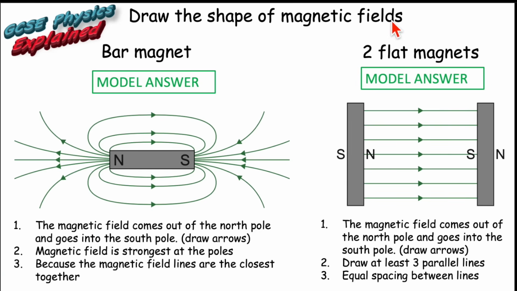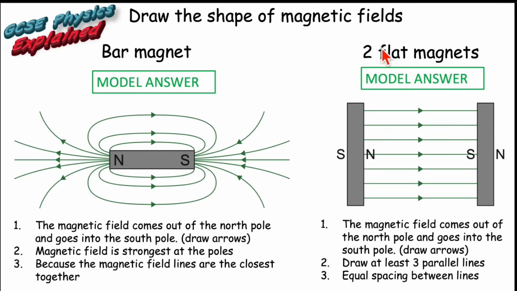Other content you might get asked about. Draw the shape of magnetic fields. So a bar magnet looks like a butterfly pattern like that. You need to say the magnetic field comes out of the North Pole and goes into the South Pole. Magnetic field comes out of the North, comes round, goes into the South. 1 mark. Magnetic field is the strongest at the poles. Sometimes I say put a cross where the magnetic field is the strongest. It's the strongest here and here. How do we know? Because the magnetic field lines are the closest together at those points.